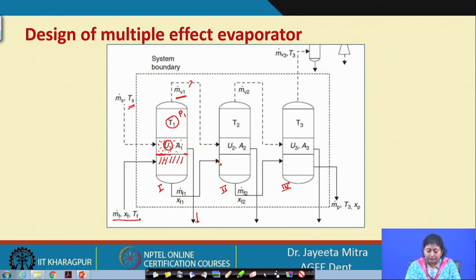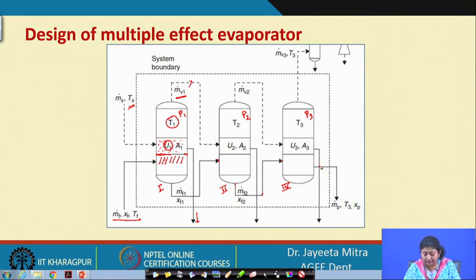So, what is happening in the next effect? As we have discussed, the pressure in the first effect is higher than in the second one, and the pressure in the second one is higher than in the third one. So we are sending the feed from high pressure to low pressure, and there is no requirement of a pump. Feed is going from the first to the second effect, and again the concentrated liquid coming from the second effect is going to enter into the third one.